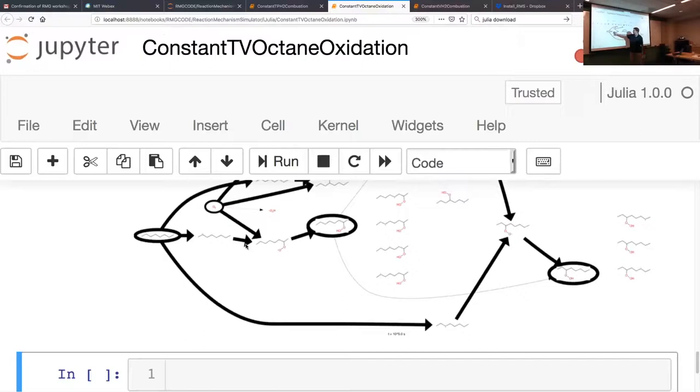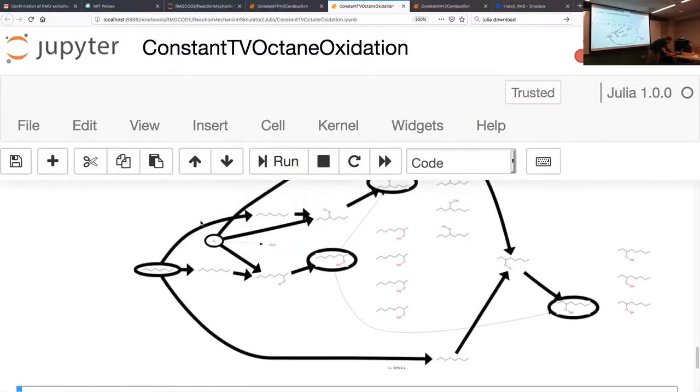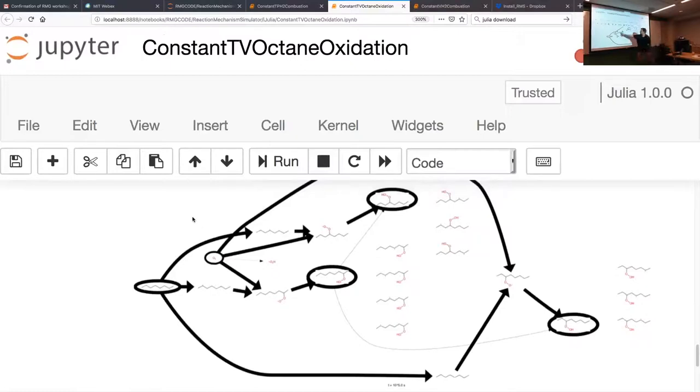So there's a radical on there, and there's a radical on here, and what you can see is that O2 is taking a radical off all of these, and then O2 gets added to these fluxes, and there are all these other pathways. But basically, what it lets you do is follow what's actually going on in the mechanism.